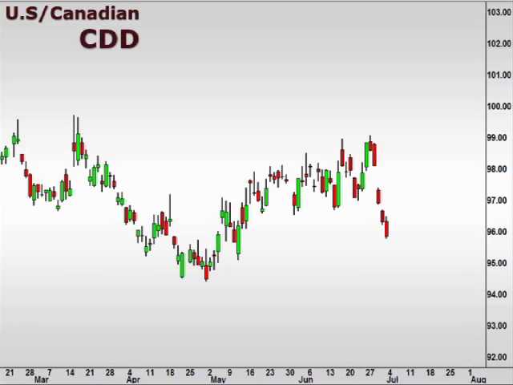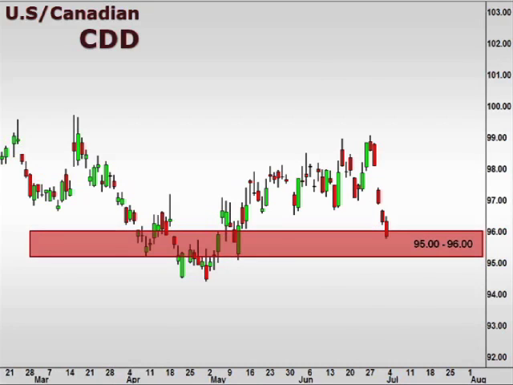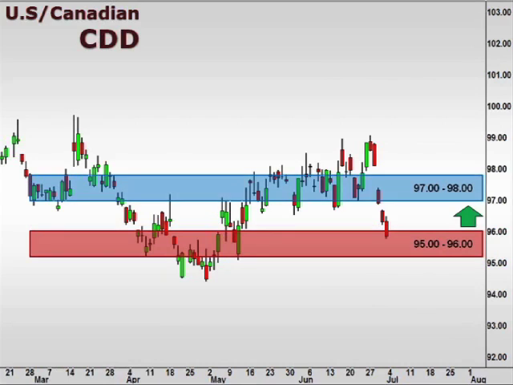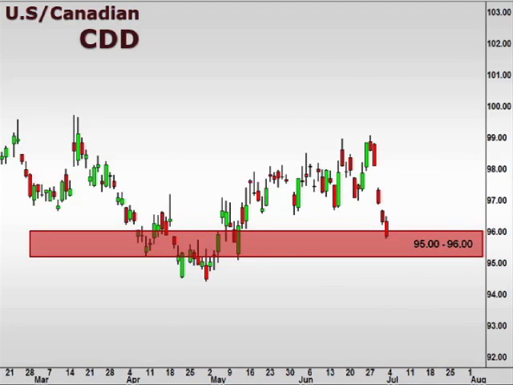Next up, the CDD, the U.S. versus the Canadian dollar. Well, the CDD spent last week erasing 2 months of gains, testing down at this 96 support. Now, we should see a bounce this week with a possible retracement back up towards this 97 level. However, 98 once again assumes a role of resistance.